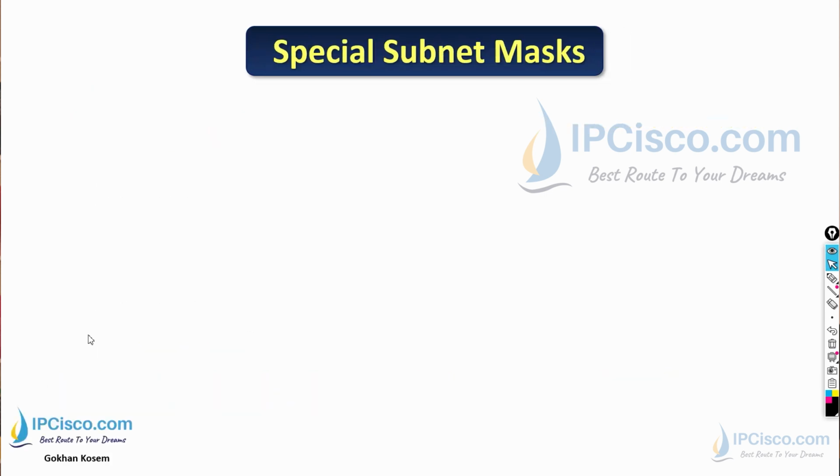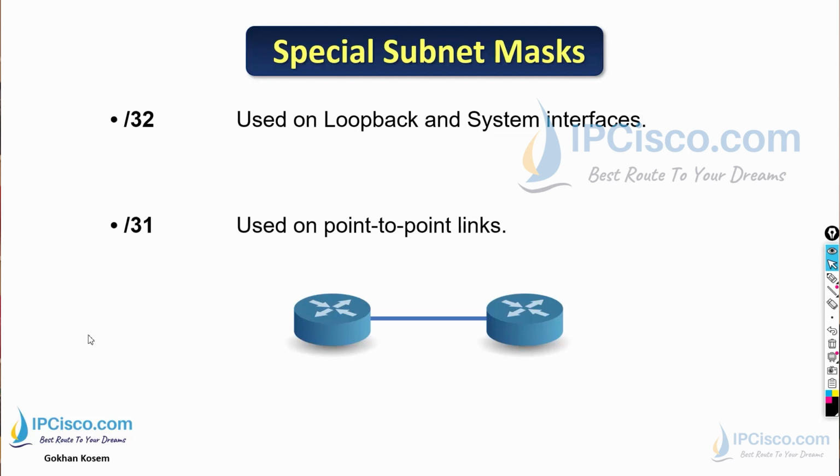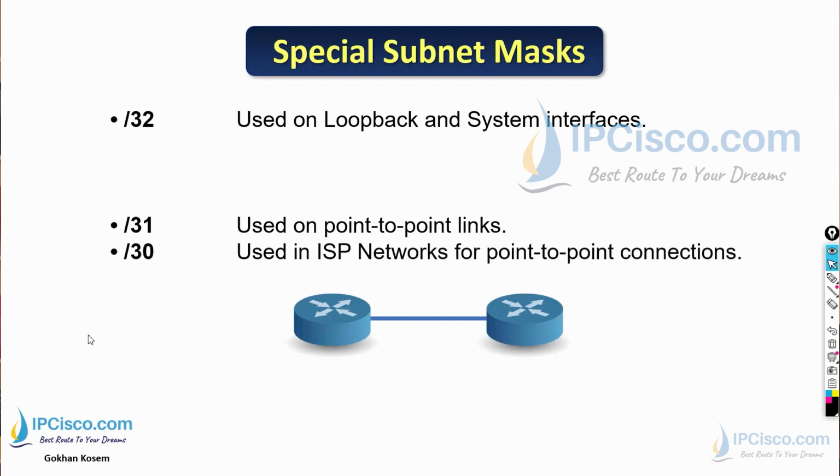There are also some special subnet masks. The first one is /32. It is used on loopback and system interfaces. Another one is /31. It is used on point-to-point links. And /30 is also used in ISP networks for point-to-point connections. The last one is /24, and it is used in local networks by default. These special subnet masks are very important.